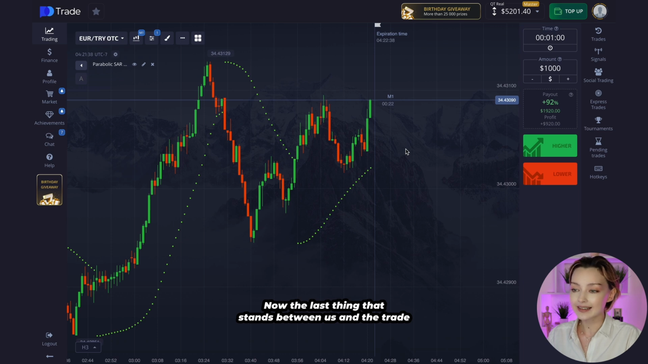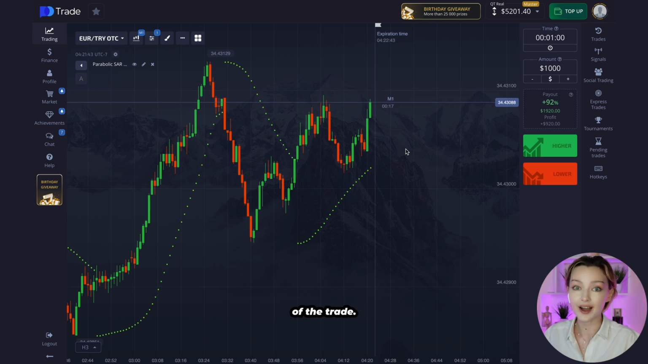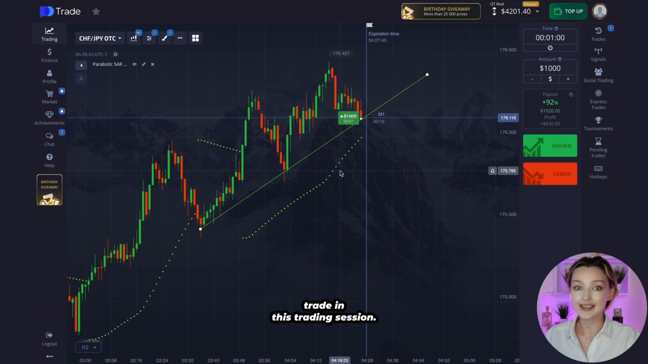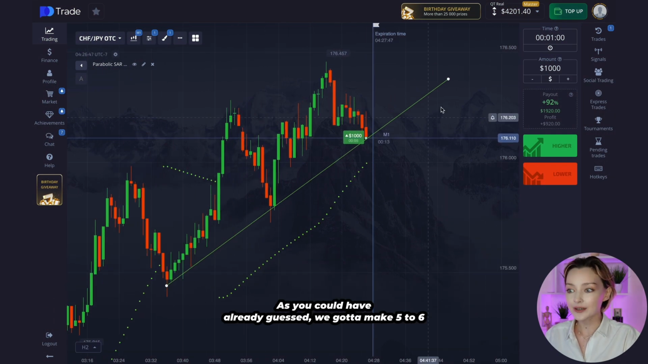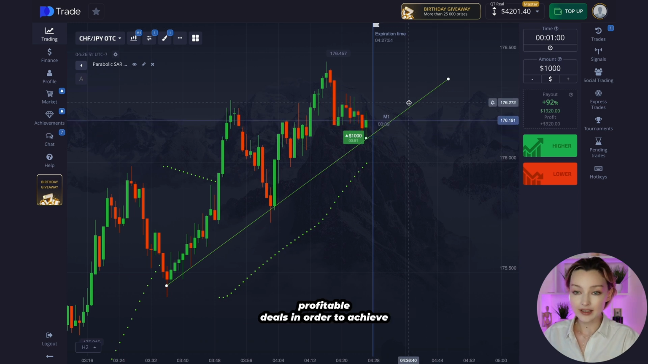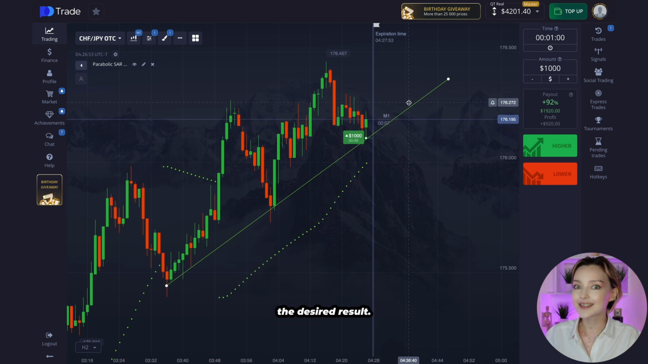So let's say we see a confirmed up or downtrend. The last thing that stands between us and the trade placement is a confirmation of the trade. In order to find that convenient point to place a trade, we will use candle analysis along with additional tools such as trend lines. We're going to cover this topic in action a bit later when we start. So guys, let's place the first trade in this trading session. As you could have already guessed, we have to make 5 to 6 profitable deals in order to achieve the desired result.